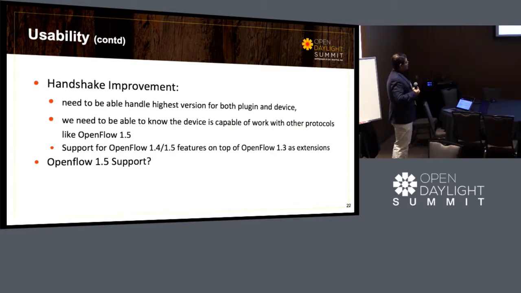Apart from that, we were thinking of supporting some OpenFlow 1.4 or 1.5 features like bundles on top of 1.3 extensions. But again, that's a very low priority given that we need to stabilize the current code base and ensure that it performs. So that is also a work item for Carbon in case we have bandwidth.